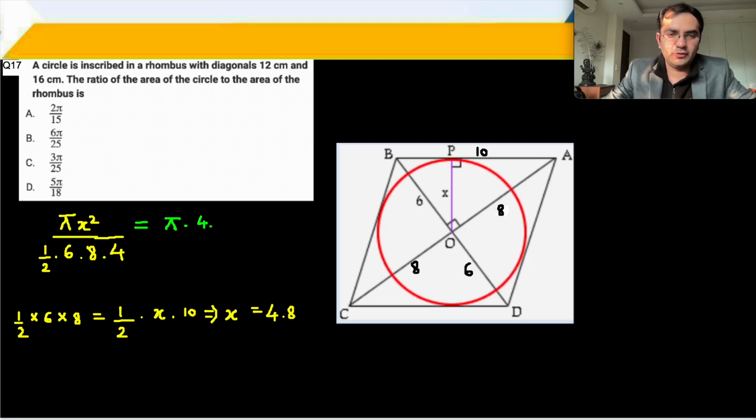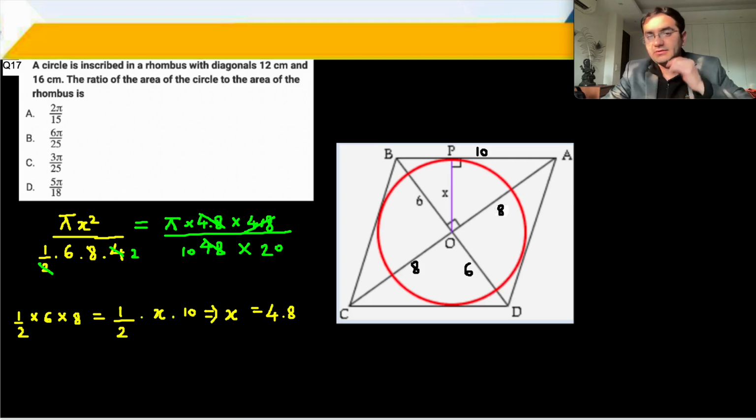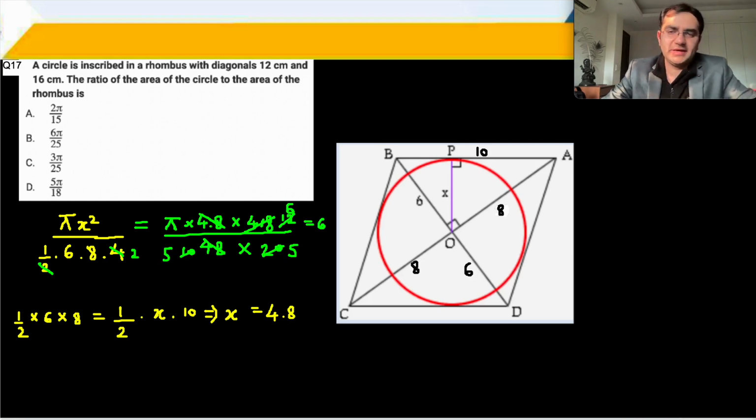Pi into 4.8 divided by half 6, 8 into 4. So solve this. Cancel 2 from 2, that's 48 into 2. So I wrote 48 into 2. 4.8, 48 goes 10 times. Decimal gone, 20 came. 4 goes 12 times. 4 goes 5 times. Cancel one 2. It's 6 pi/25 is the right answer. That is B part. It's a straightforward question.